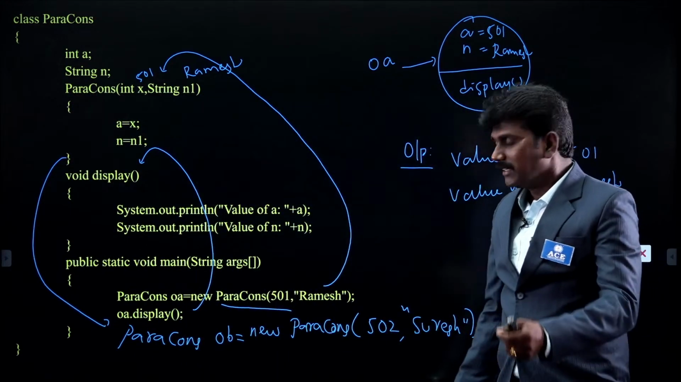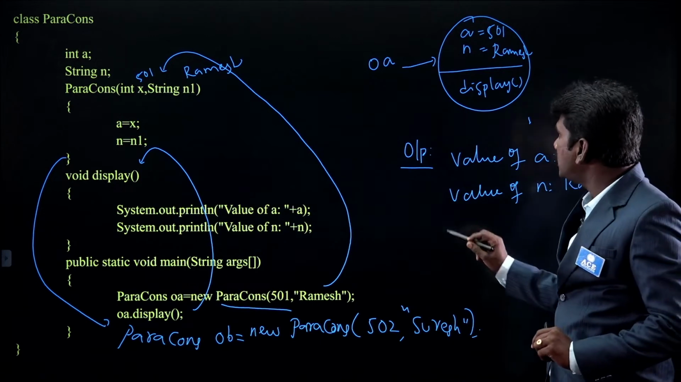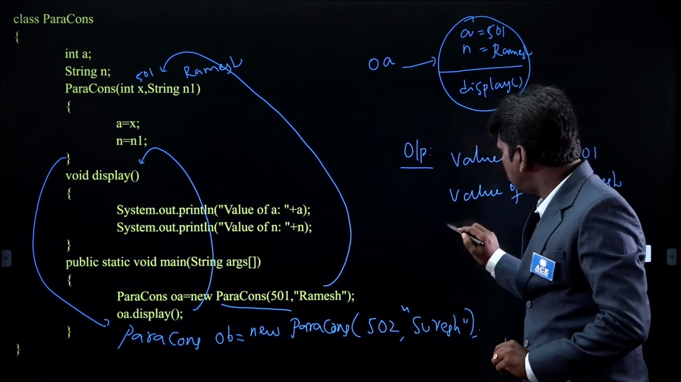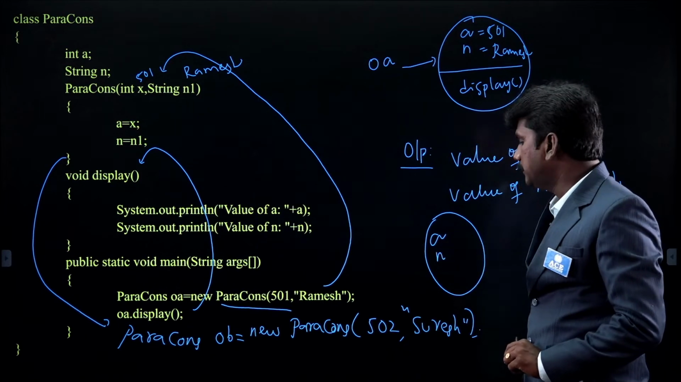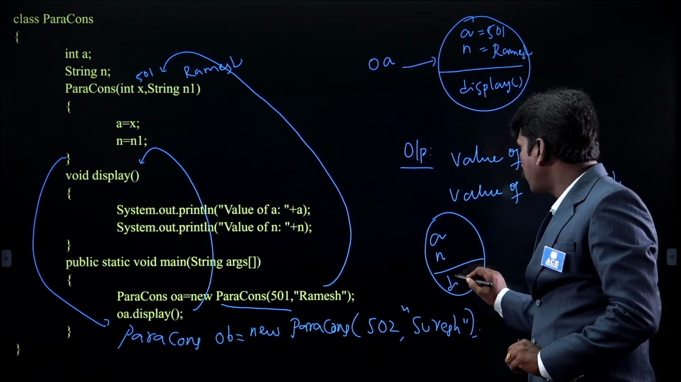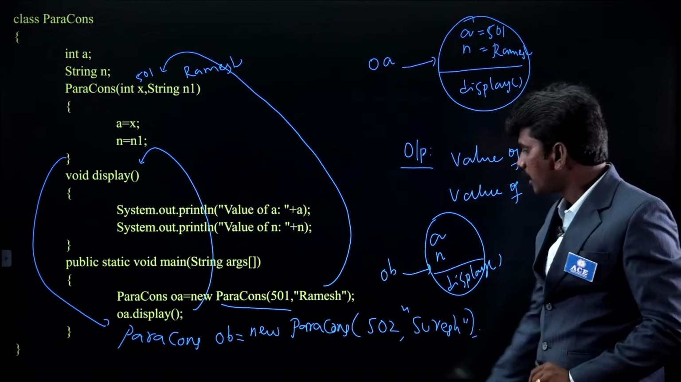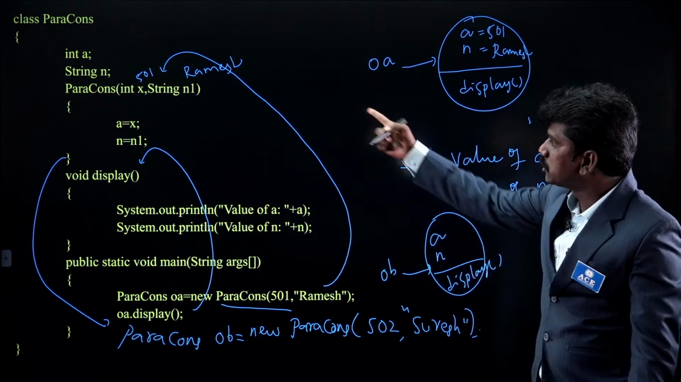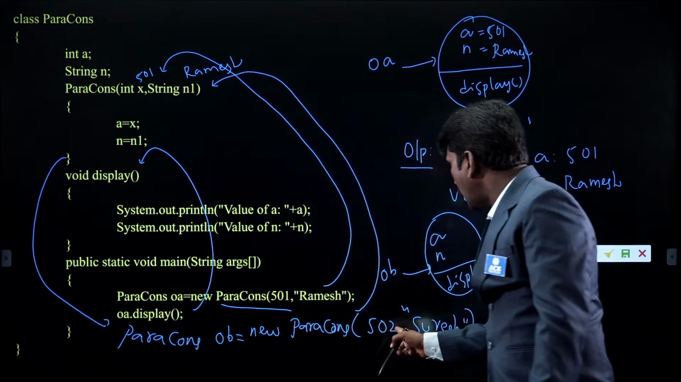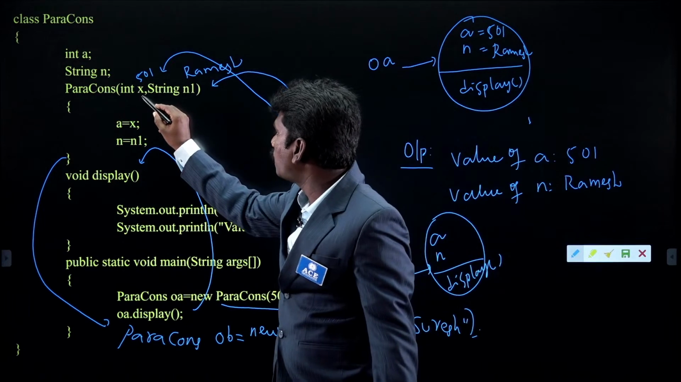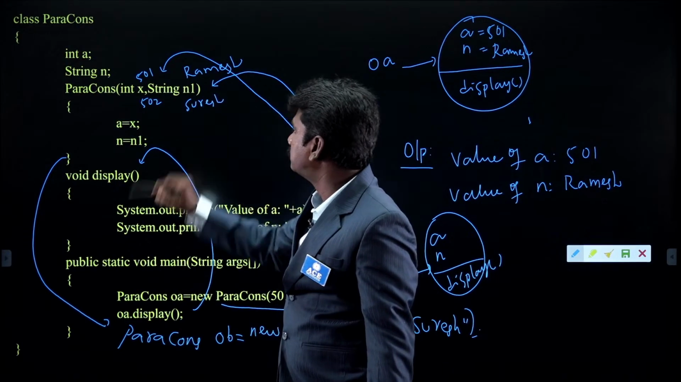One question for you. ParaCons OB is equal to new ParaCons, means the second object is going to be created. How will this second object be created? Inside the object we have a, and also the variable n, right? And we have the method called display, and this object is referenced with the help of OB. While creation of the object itself, the values 502 comma Suresh will be passed to here. Now x will have the value 502 and n1 will have Suresh as the name.